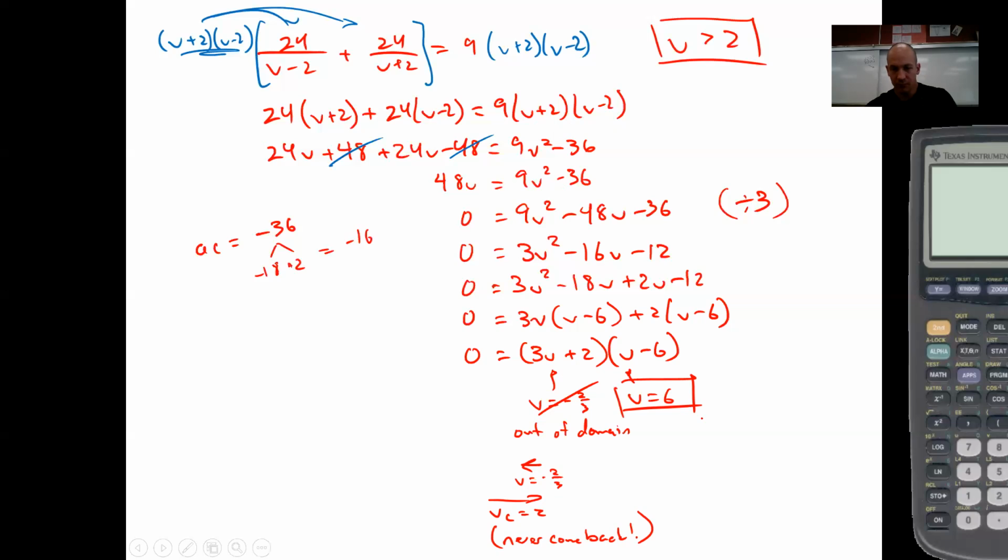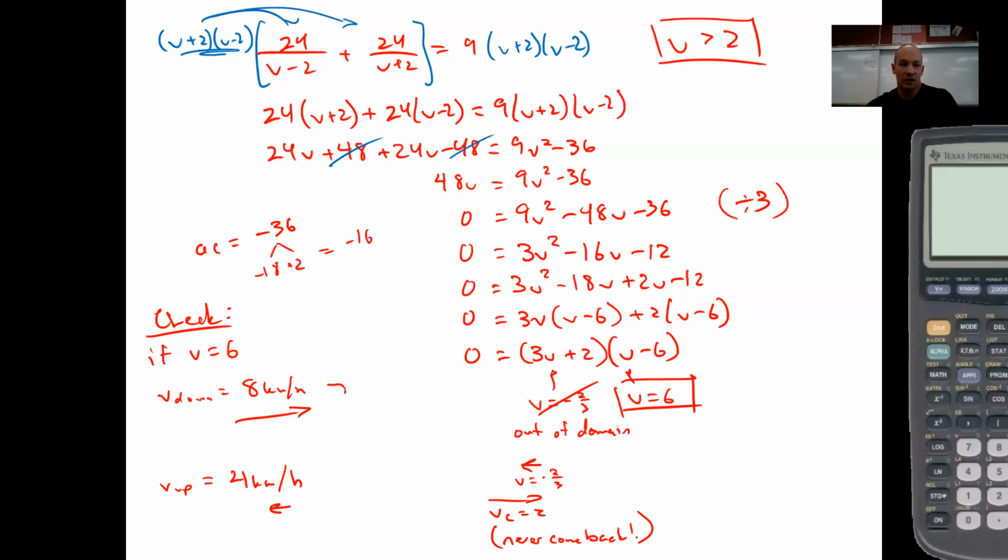Okay. Now, if you just want to do a little check, think about it this way. If v equals 6, that means your v going downstream equals 8 kilometers per hour. So you're traveling downstream nice and quick, and the v going upstream is only going to be 4 kilometers per hour. How long does this take? The time it takes to go downstream, remember time is distance over speed, so 24 over 8, it only takes you 3 hours to go downstream.